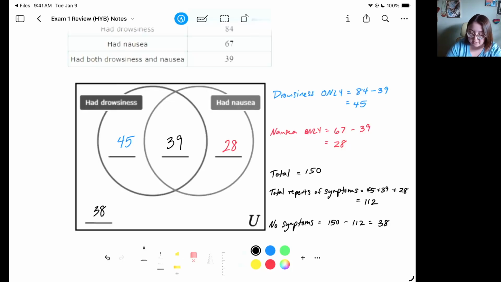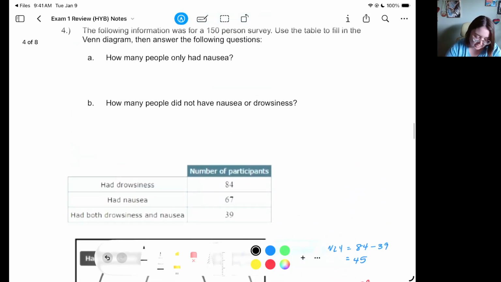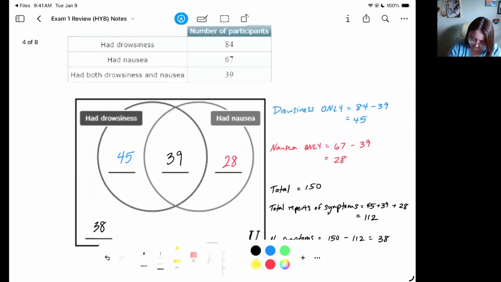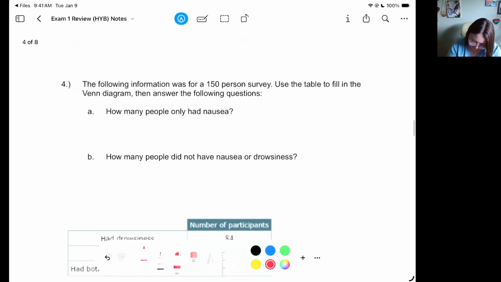So now we can go ahead and try to answer our questions. First one we had was how many people only had nausea? So right, only having nausea is that value right there. Only having nausea meaning that they had nausea but not drowsiness. So it's this kind of crescent moon shape there. That's only having nausea. So that's 28.